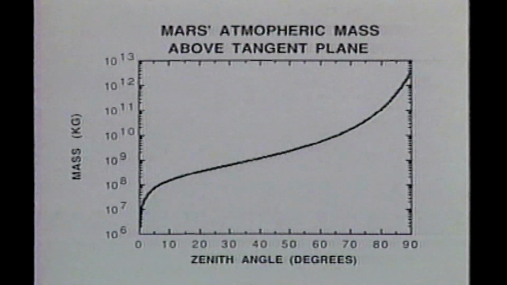Underlining that a little bit, this is for Mars's atmosphere, mass above the tangent plane in kilograms as a function of zenith angle, and this is the mass in 1/4 degree solid angle bins. You can see that there's quite a bit of variation. If you go to 90 degrees, the amount of mass is several orders of magnitude higher than the mass along the zenith, underlining this difficulty in coupling efficiently to the atmosphere.